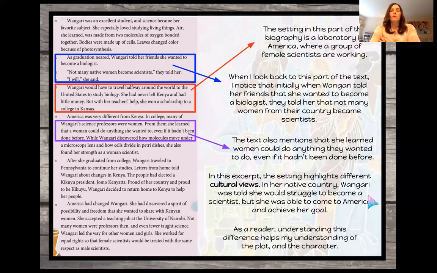So if I think about the comparison of America to Wangari's home country, it helps me to understand the plot and my character because it gives me a deeper appreciation of what she was able to achieve, that she was told that she would probably not become a scientist, but then when the setting changed, she was actually able to achieve her goals. So as you read today, think about how the setting affects your understanding of the plot and the characters.